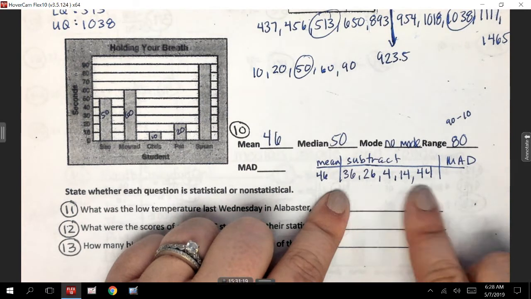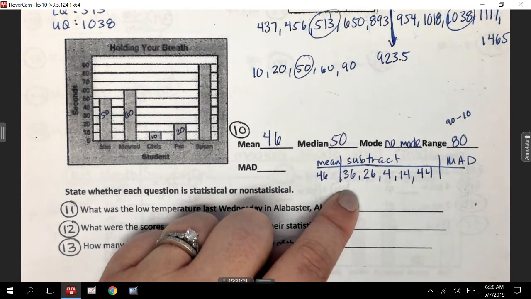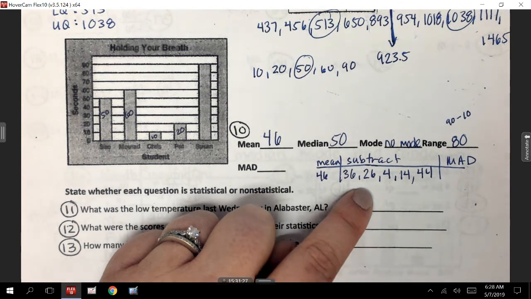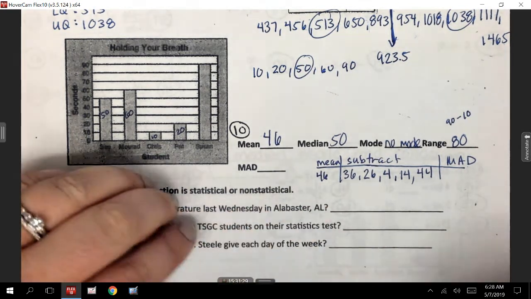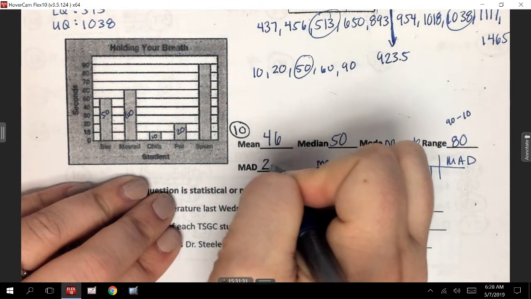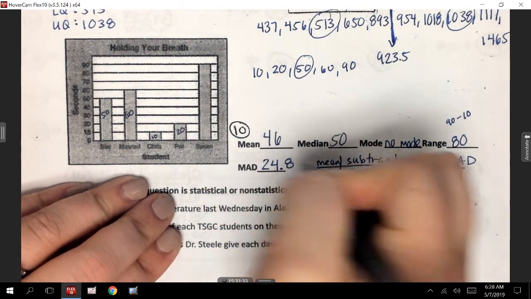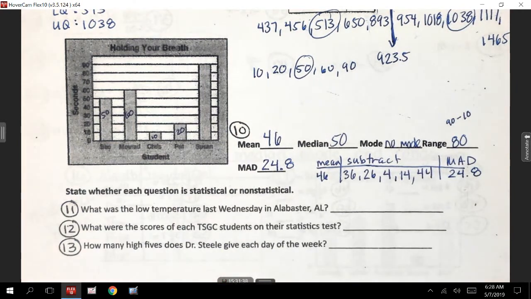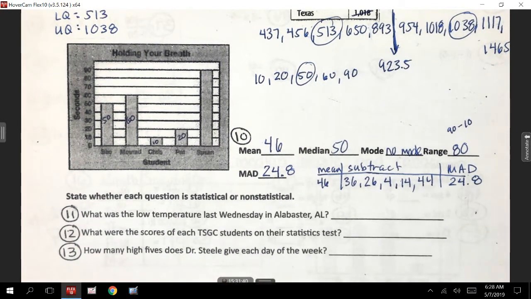Okay, so now I can do the mean again. So I'm going to do 36 plus 26 plus 4 plus 14 plus 44. I get 124. I have to divide that by 5. My mean absolute deviation is 24.8. And I can write it here in my chart where I've been writing them. Okay? So we just added them and divided by 5.